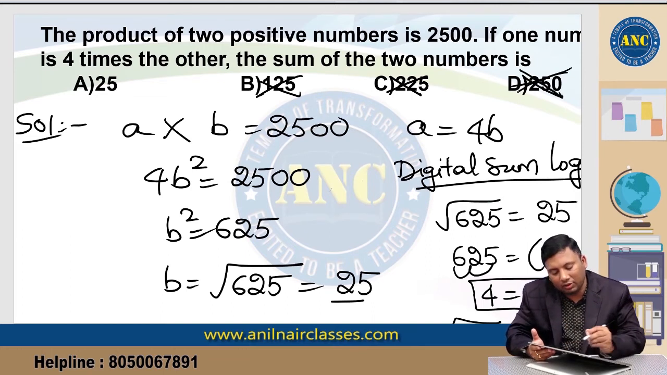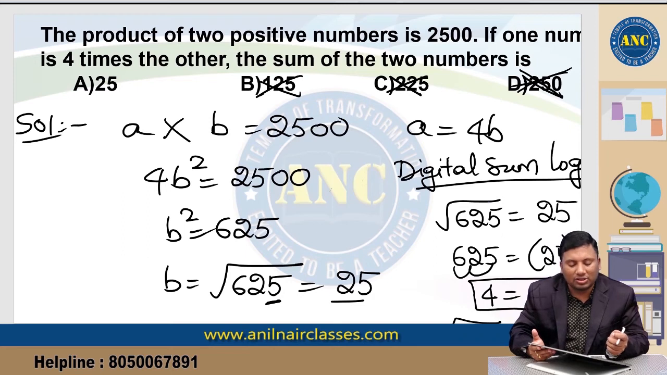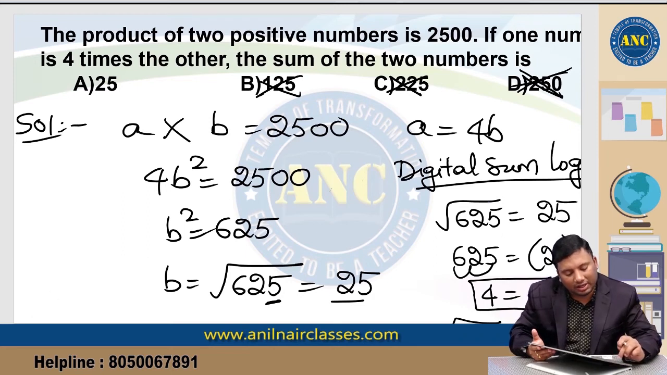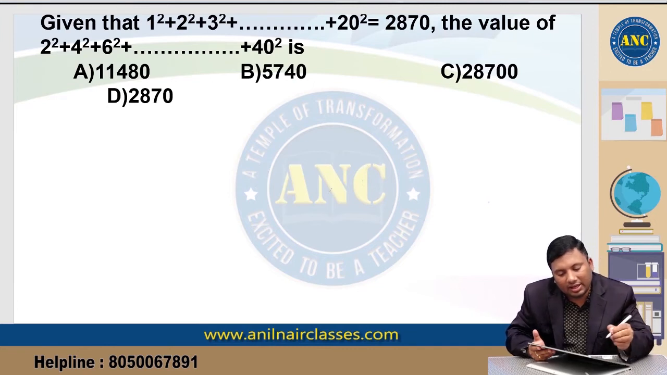Directly you can eliminate 250, because in the square root it is 5. Which number squared will give me 5 at the end? 5 square is 25. So 0 is eliminated. I hope the idea is clear. Next one.